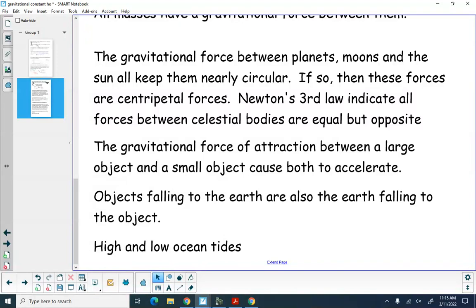The gravitational force of attraction between a large object and a small object causes both to accelerate. Objects falling to the Earth are also falling, while the Earth is falling towards the object. Once again, me jumping off the chair and not breaking my ankle, it was a positive thing. I'm being attracted to the Earth, but the Earth is also being attracted to me. It's coming towards me. But the mass of the Earth is so massive compared to my mass that the Earth is not going to move that much. It's not going to move at all because that mass is bigger than my mass.